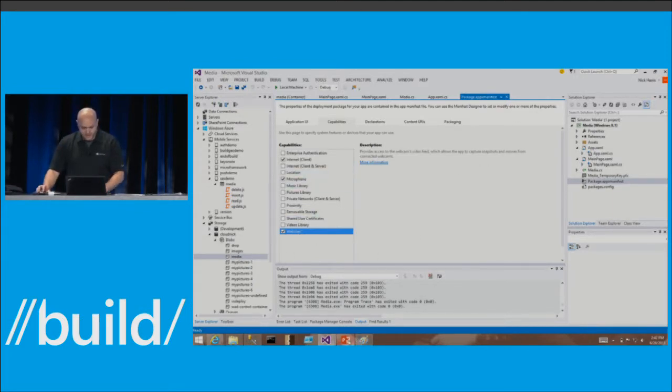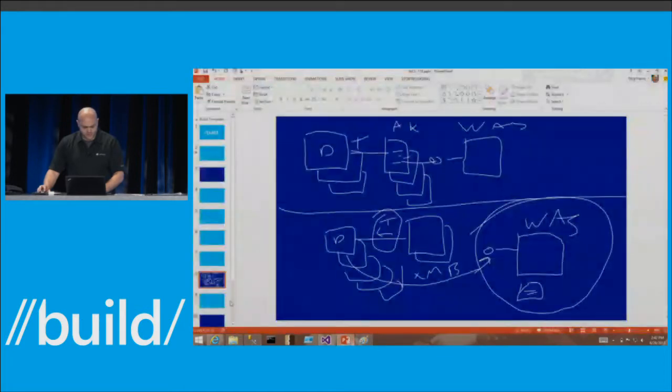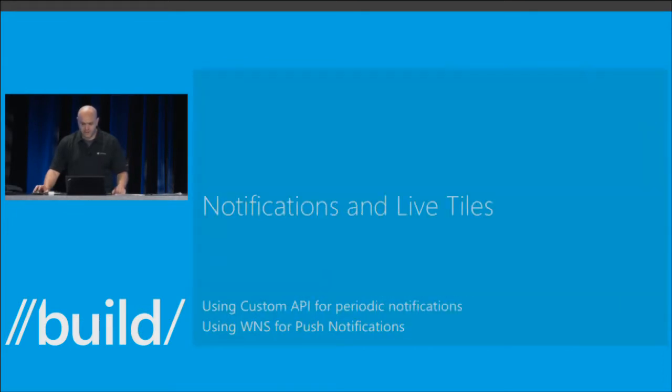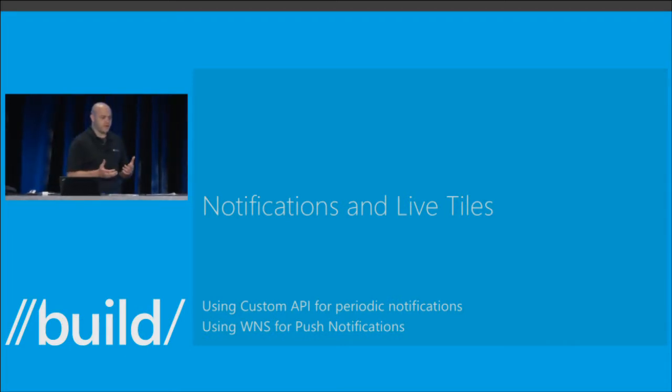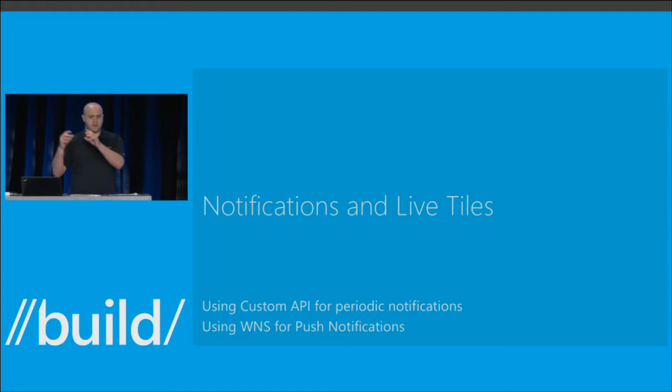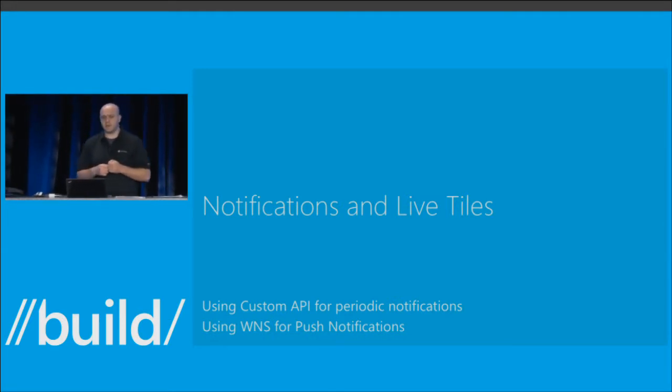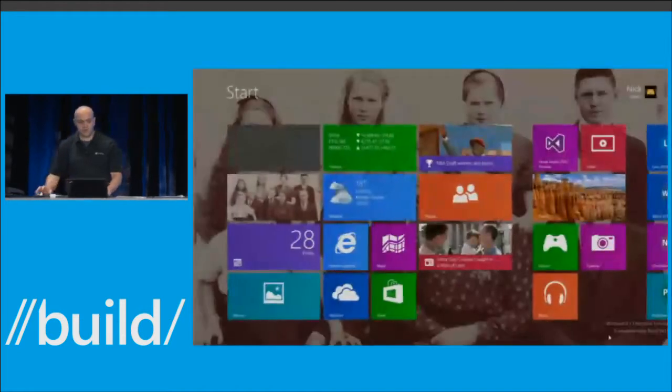So with that, where are we? 18 minutes. Let's go and try and do push and periodic notifications. So 2 separate things. So let's pull this up here. So notifications and live tiles essentially are a way for you to go off and do things like send toast notifications, the little letterbox style thing that pops up in the top right. It also allows you to go and do things like control what your start screen looks like.